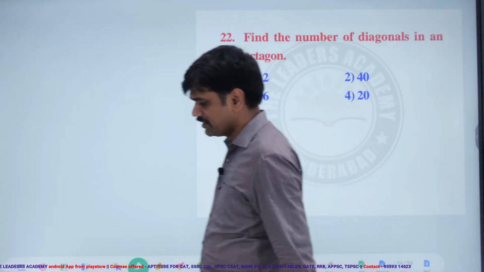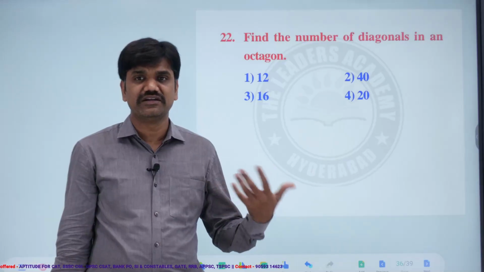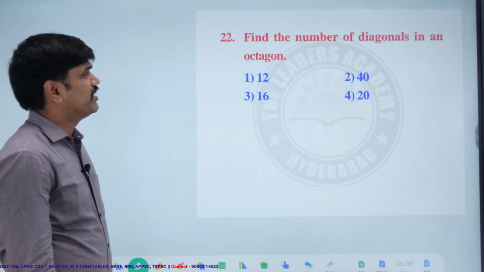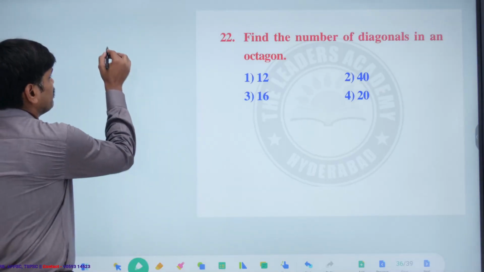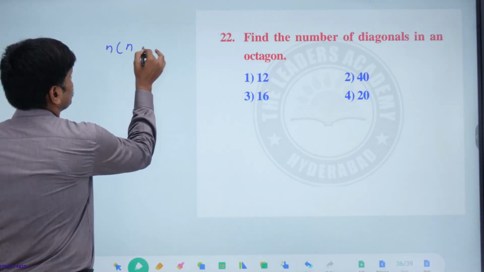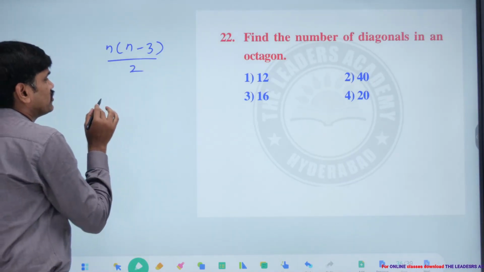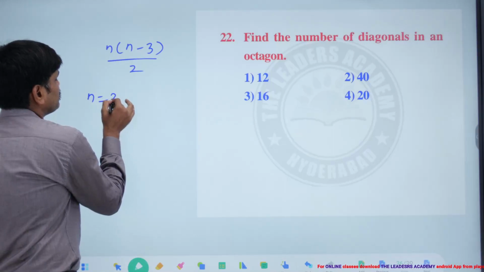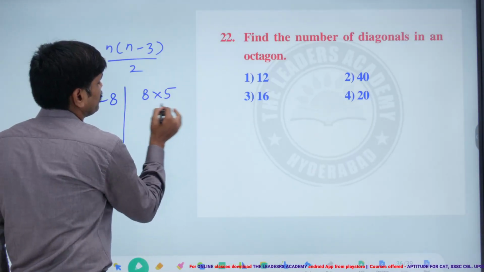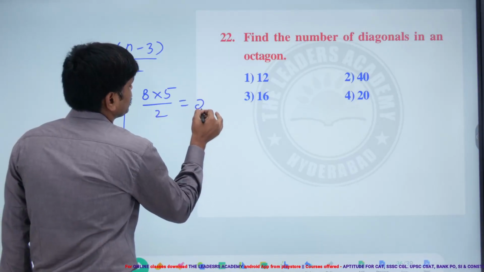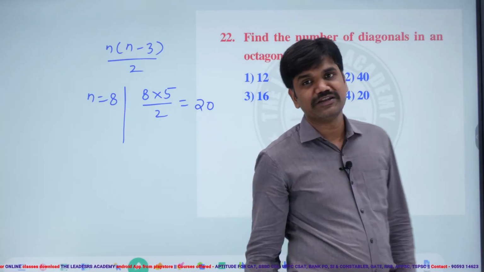Next, problem number 22. So these are the problems that are related to diagonals. Find the number of diagonals in an octagon. So I have already told you the number of diagonals is given by the formula n into n minus 3 by 2. They have mentioned it is an octagon. If it is an octagon, the number of sides is 8. Substitute the value here. So that will become what? 8 into 5 by 2. On simplification, it will become how much? 20. Hence your answer has to be option number 4.